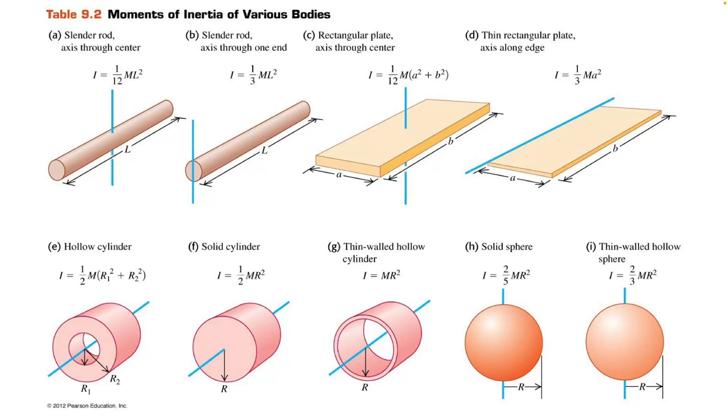So which one of these would you use for a bicycle tire? G? For the tire, but what about the entire bicycle wheel? Is it E, where there's some mass that's spread out, or is it F, where there's mass all the way through? Does this bicycle tire have mass all the way through? No.